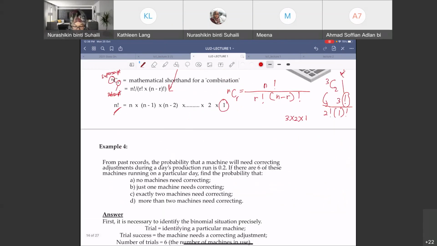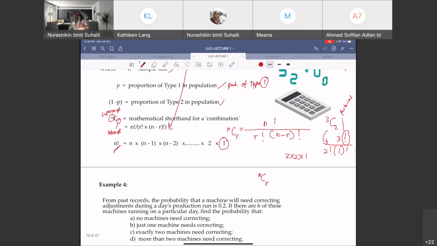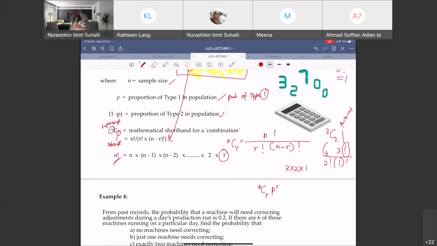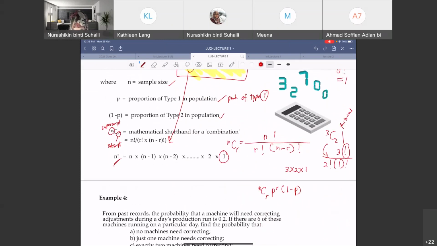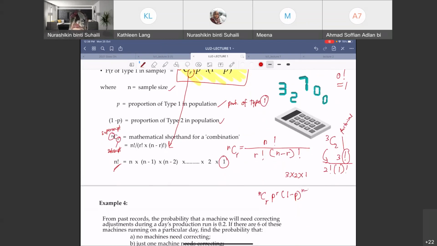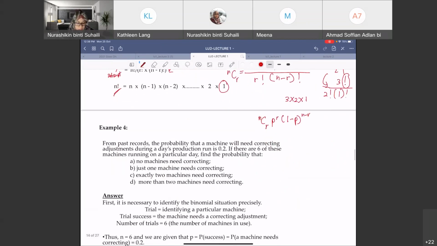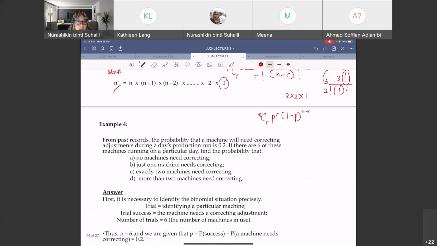But the whole formula you don't have to memorize. Let's say I write down the formula just now: nCr, p^r, and (1 minus p)^(n minus r). So this is the formula. So how are we going to apply it in the question?